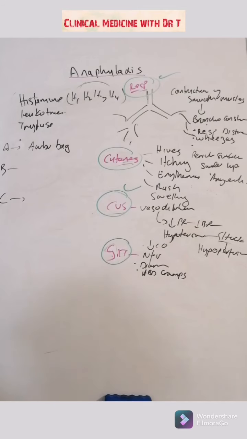You are going to need 2 IV lines, because you're going to need one for IV fluids and the other to give the drugs that we are going to talk about.